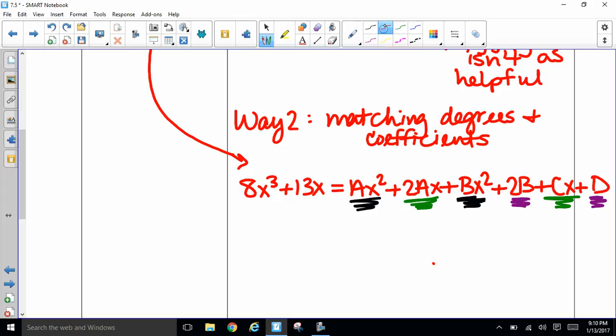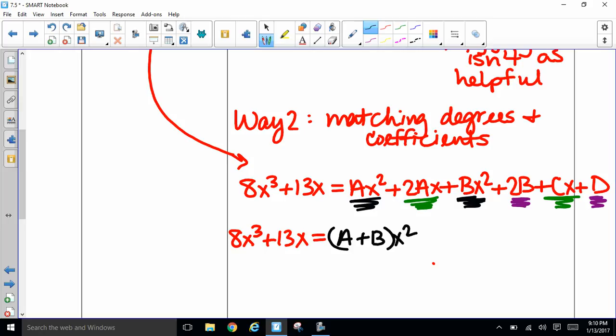All right, so I have 8x cubed plus 13x, and then that is really equal, if I take a look at my x squareds and I factor out the x squared, I would have a plus b quantity and then x squared.